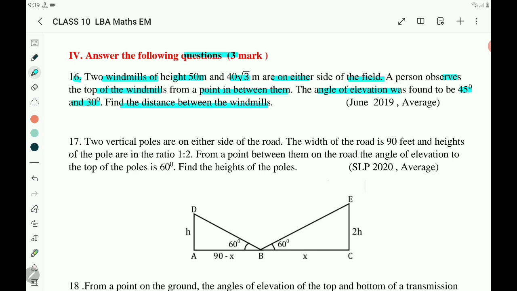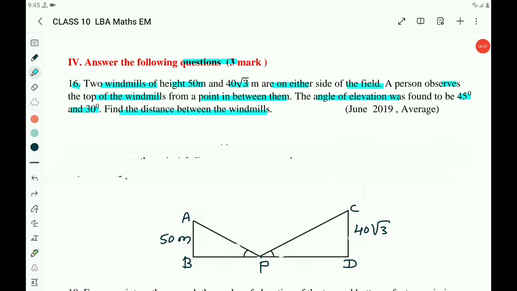Here two windmills are there. Height of the windmills are given and angle of elevation of the top of the windmill from the point between the windmills are also given. We have to find the distance between the windmills. Let us have the rough sketch of the windmill. AB is a windmill with the height 50 meter and CD is the windmill with height 40 root 3 meter. You know that 40 root 3 is more than 50 meter. So we have taken the height of the CD is more than the height of the AB.